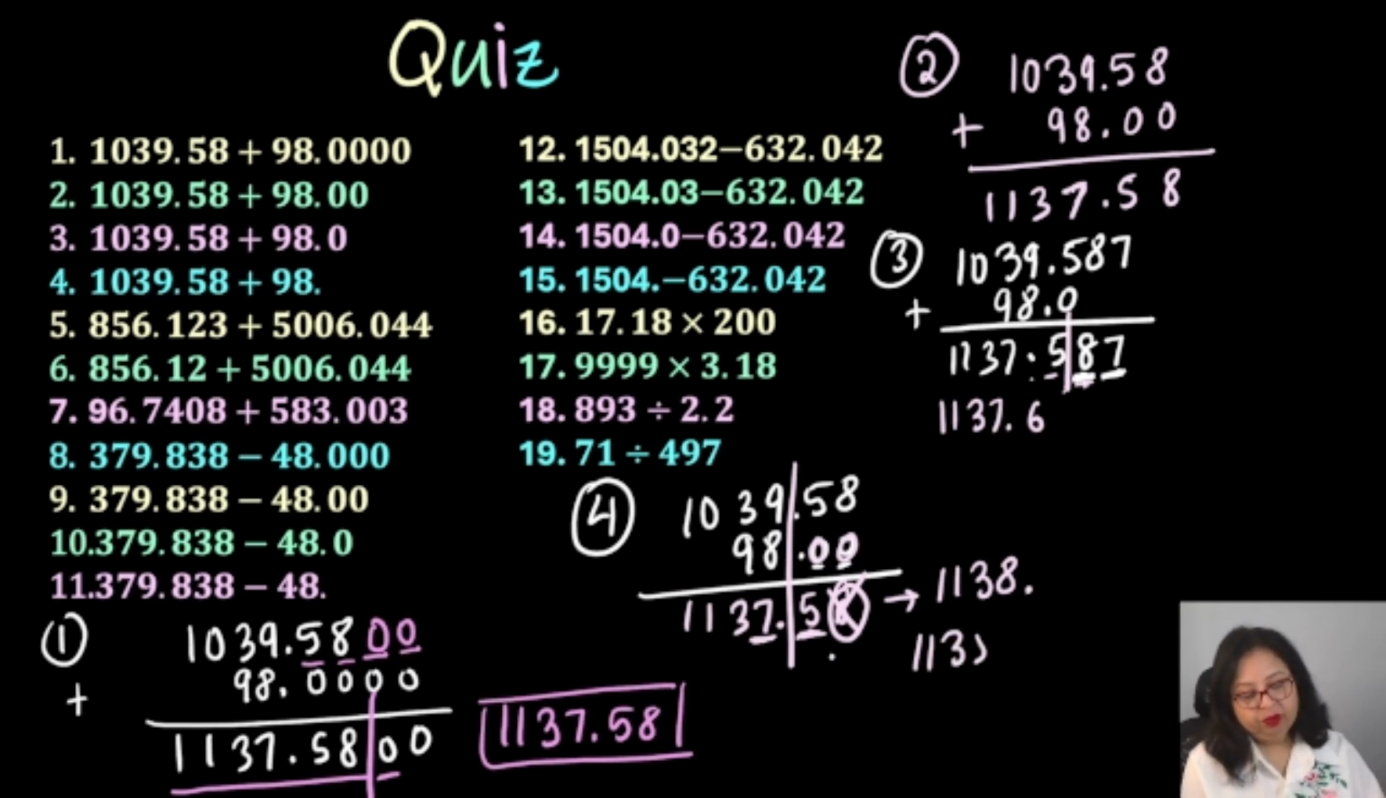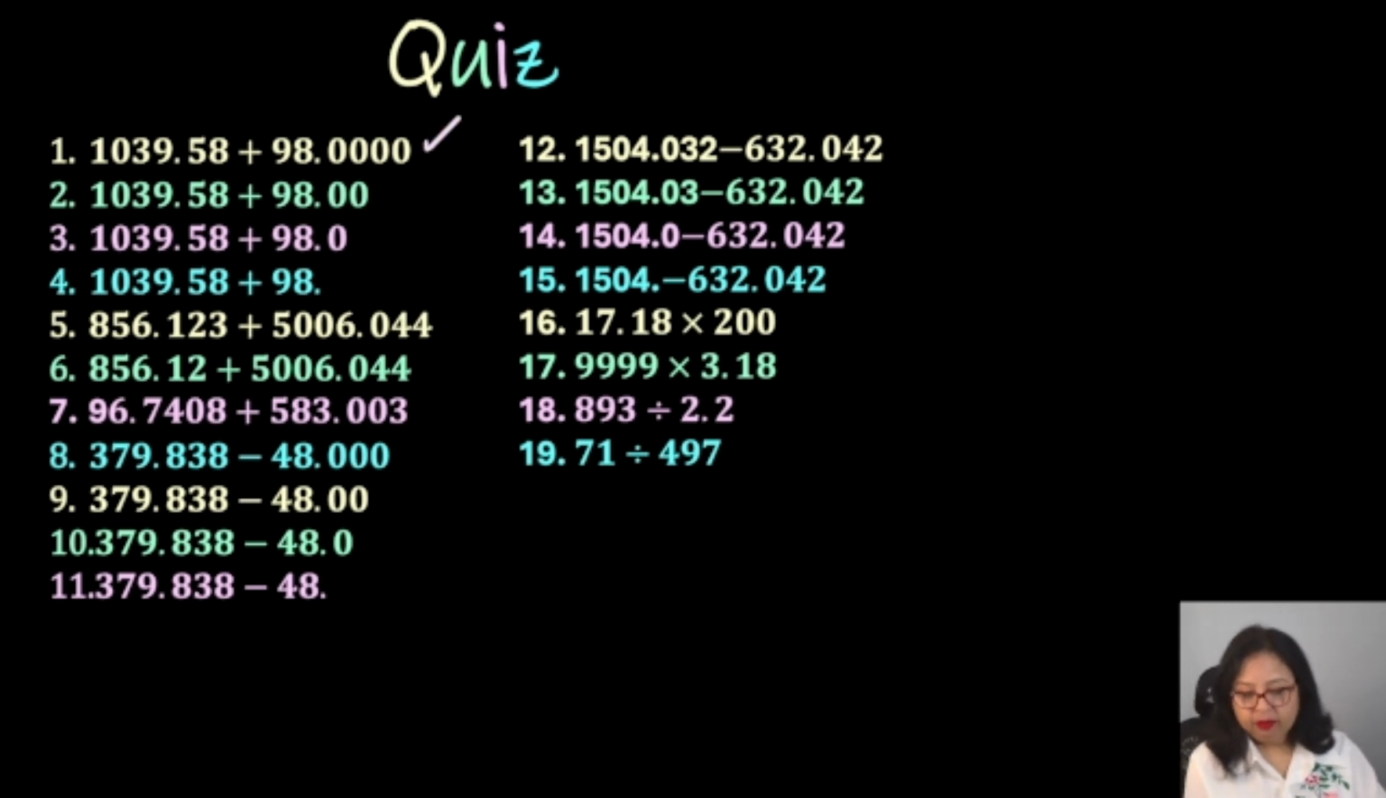You could leave the answer as this, 1138 or 1138 point. But nothing will follow that point. I hope that this made sense. It's actually fairly easy once you get it. Alrighty, so we're done with first 4 problems. Moving on to problem number 5.